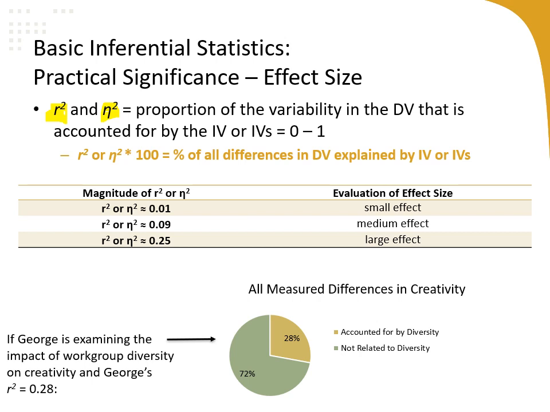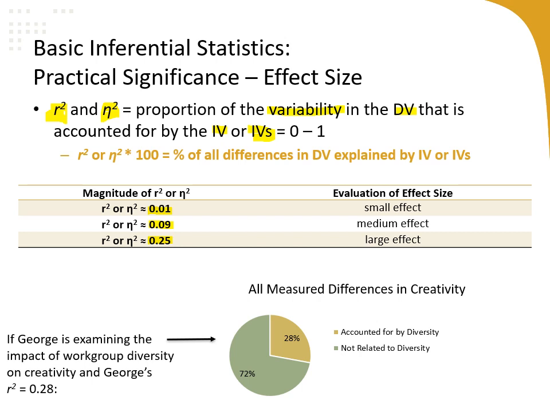And the way that those work is it tells you the proportion of all the differences or variability in the dependent variable that is due to the independent variable or independent variables. And this ranges from 0 to 1 or 0% to 100%. So here are the evaluations of effect size. Anything around a 0.01 is a small, 0.09 is medium, and 0.25 is large.